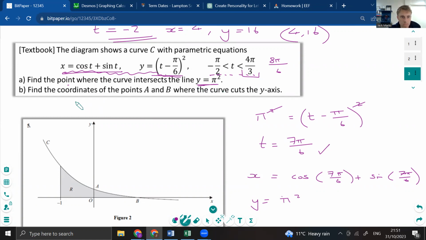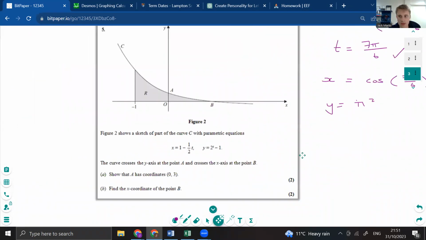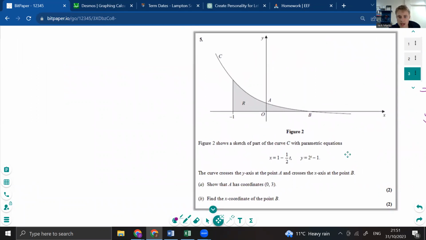Find the coordinates. Right, so hang on, we're not going to be able to do that one right now because we don't have that sketch on the board. So we'll skip that one for now. Let's have a look at the final question that we do have a picture of.